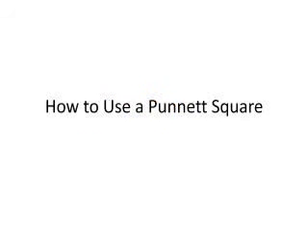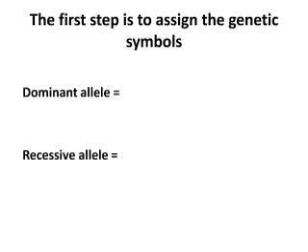This video is going to teach you how to correctly complete a Punnett Square to answer questions about genetics. There are 5 steps to this process, and every step is required, just like problems in math class. The first step is to assign genetic symbols.